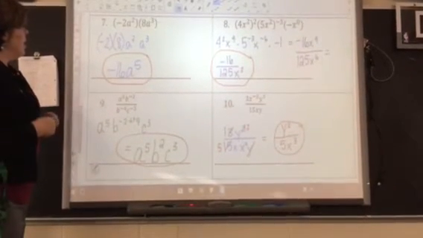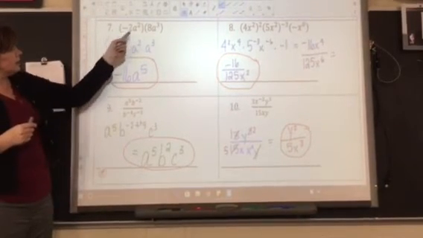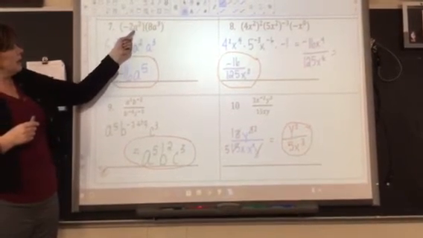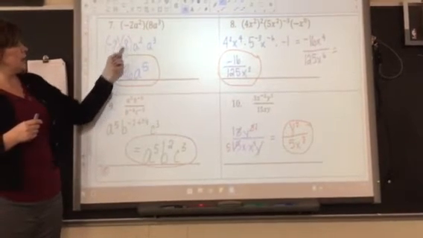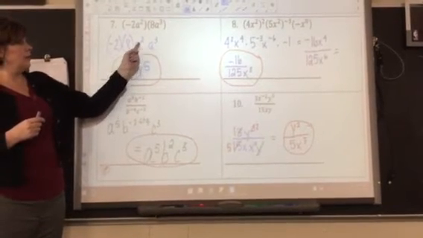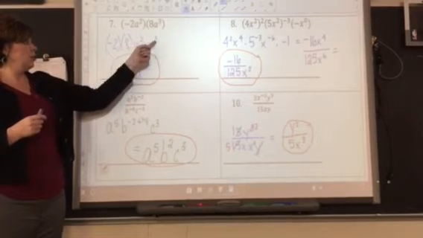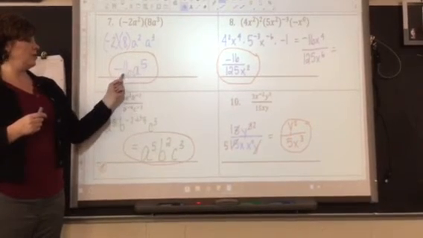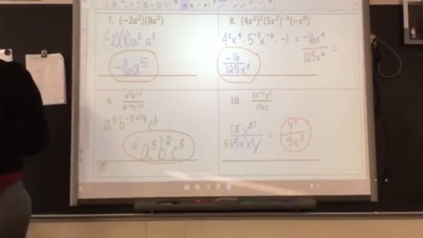Okay, negative 2 is my constant. I pull it out front. A squared. I pull this 8 out front, so I have negative 2 times 8. A squared times a cubed. The base is the same, so I'm going to add the exponents. Negative 2 times 8 is negative 16. 2 plus 3 is 5, so negative 16, a to the 5th. How are we doing? Good.